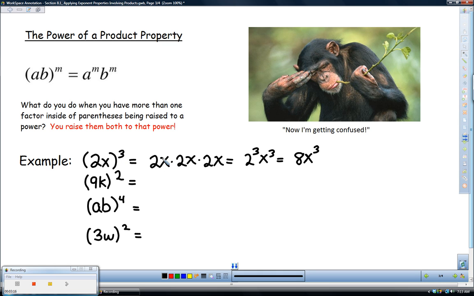2x to the third power means 3 factors of 2x. So you have 2 to the third power, and you have x to the third power, which gives you 8x to the third. Now I'm going to ask you to pause and do the next 3 problems.